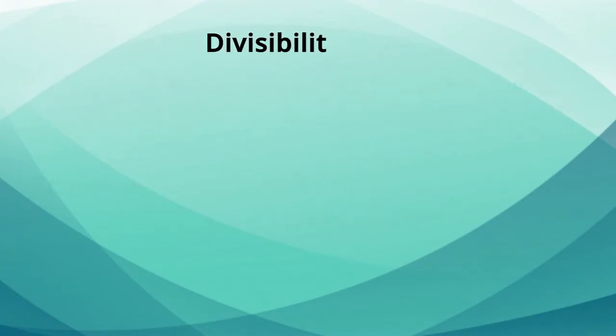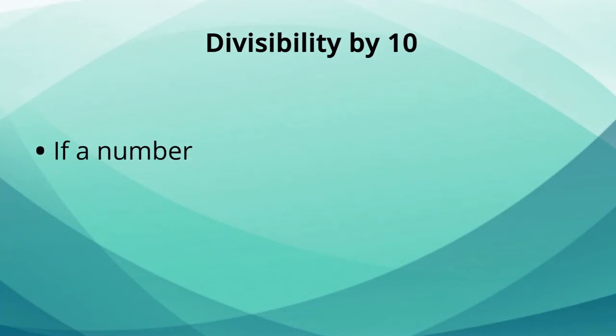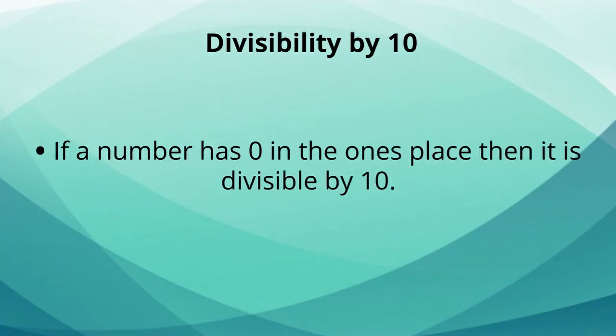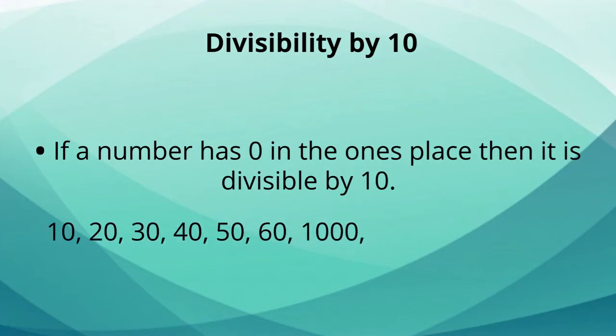Now, let us discuss the divisibility by 10. If a number has 0 in the ones place, then it is divisible by 10. We can easily see that 10, 20, 30, 40, 50, 60, 1000, 3200, 7000, all the numbers are divisible by 10 because they have 0 in their ones place.